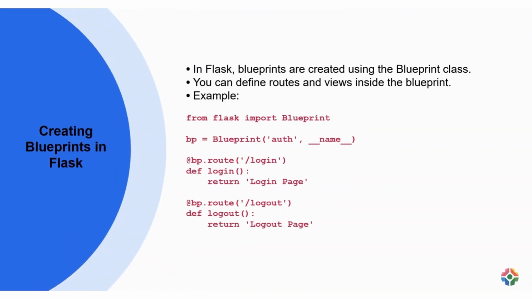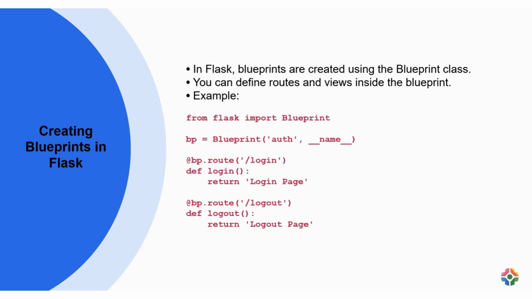Title: Understanding Blueprint Registration in Flask. Content: In Flask, blueprints are defined using the Blueprint class to encapsulate related routes and views. Blueprints must be registered with the Flask application to be accessible. Registration is achieved through the app.register_blueprint method.